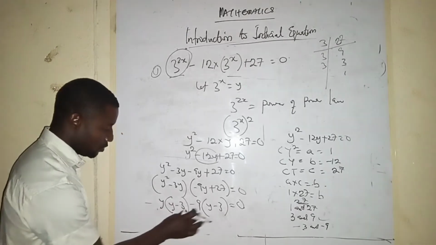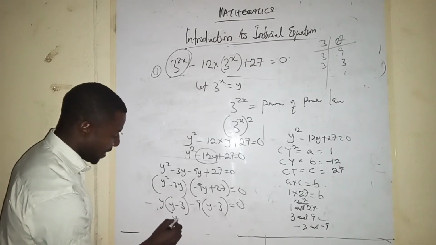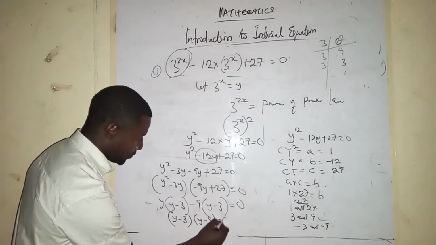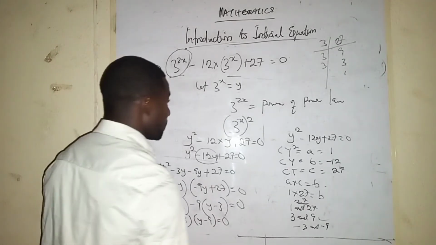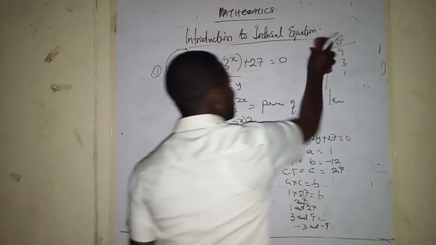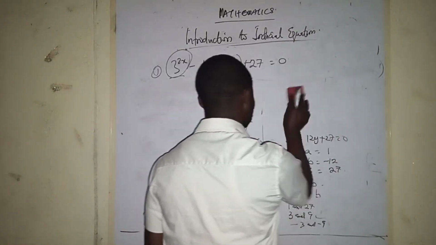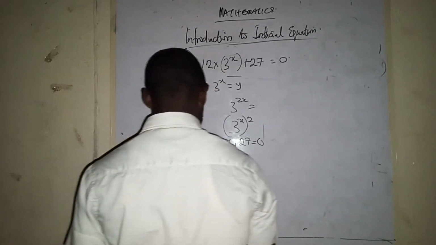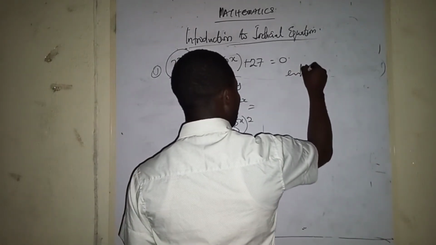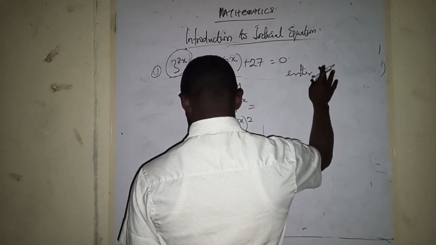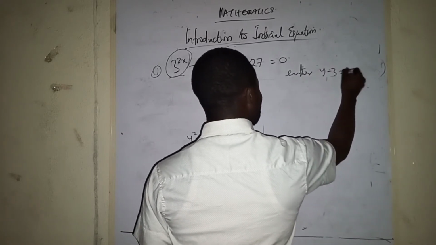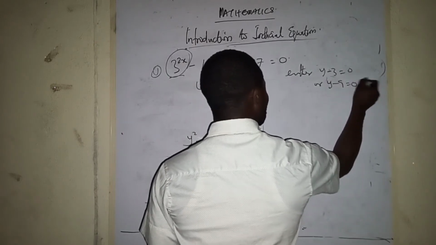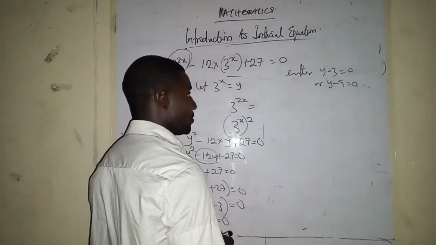So what do we do here? You take one of it, because we said factorizing. The y minus 9 gives you what? 0. Okay? At this point here, we'll come back again. And we'll say either y minus 3 is equal to 0 or y minus 9 is equal to 0. Either of them will give you 0.